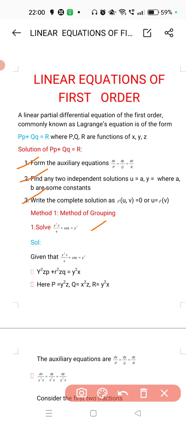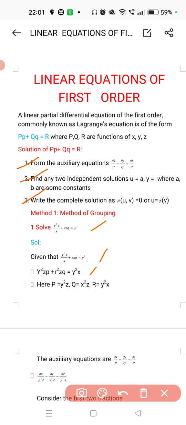So, what is the problem given here? Solve y square z by x into p plus xz into q equal to y square. First, copy the given problem as usual. Afterwards, in the first term x is in the denominator, so shift x to the other side. What is the final equation? y square z p plus x square z q equal to y square x.